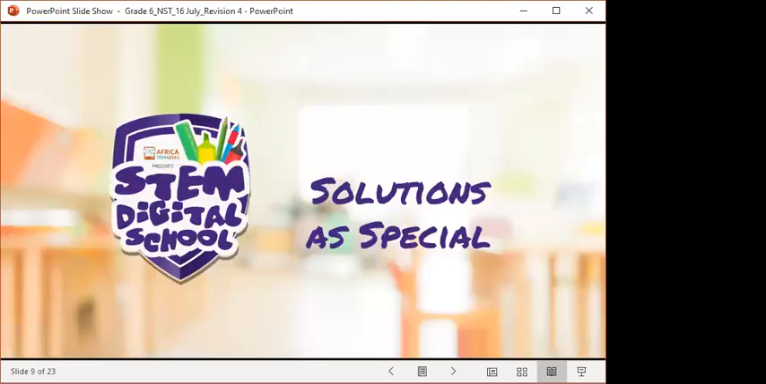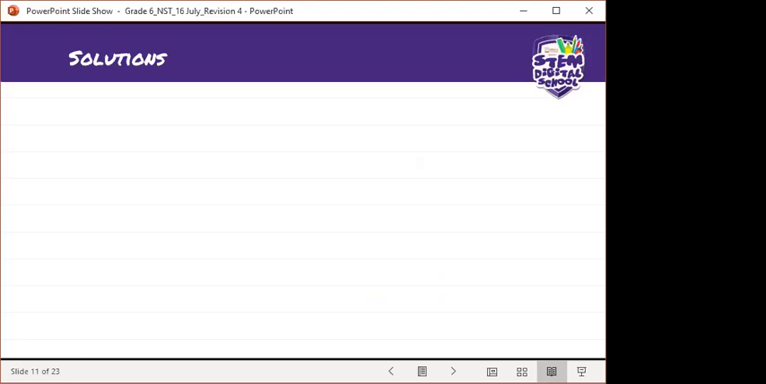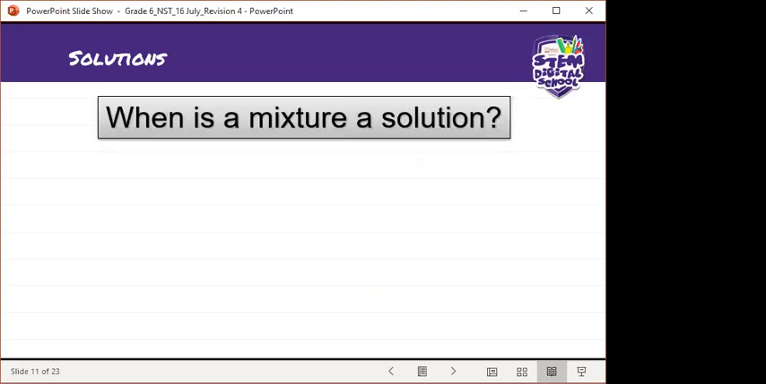Next topic is solutions as special mixtures. I think my mixture just disappeared there. It's solutions as special mixtures. When do we say a mixture is a solution? When do we refer to a mixture as a solution?